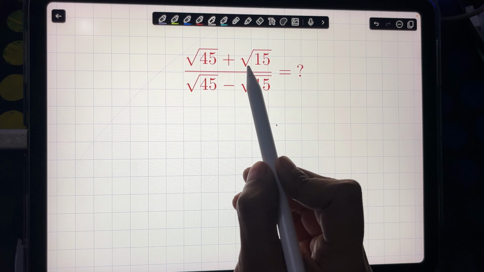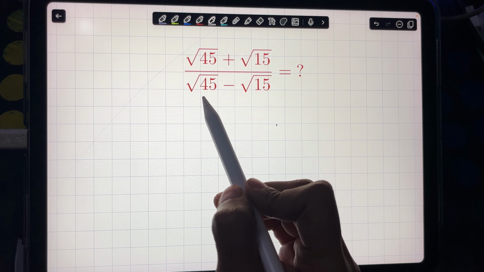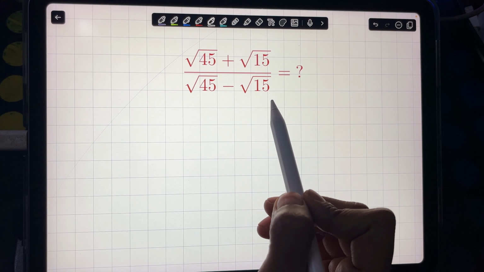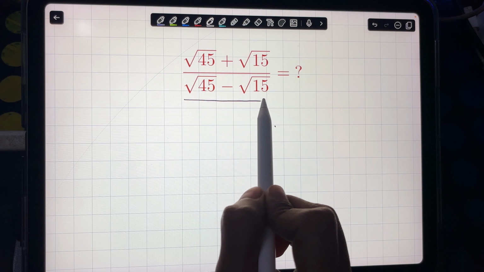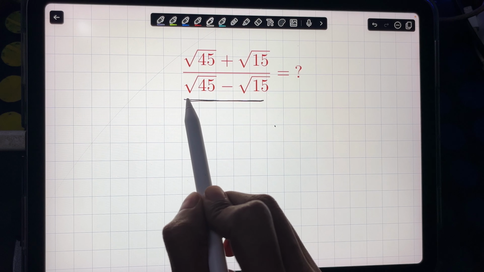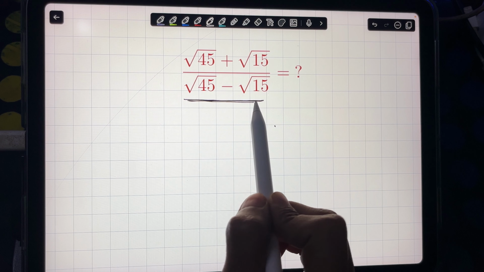Square root of 45 plus square root of 15 upon square root of 45 minus square root of 15. How do you simplify this? So in the denominator, we have radicals, and to simplify it, we rationalize the denominator.